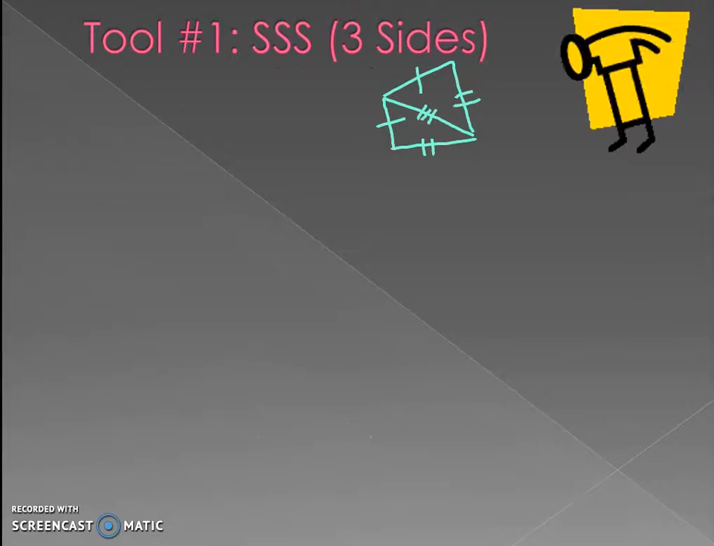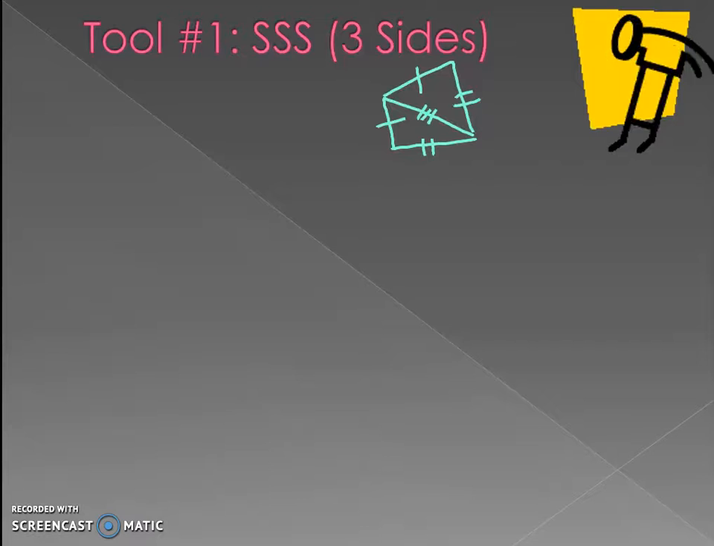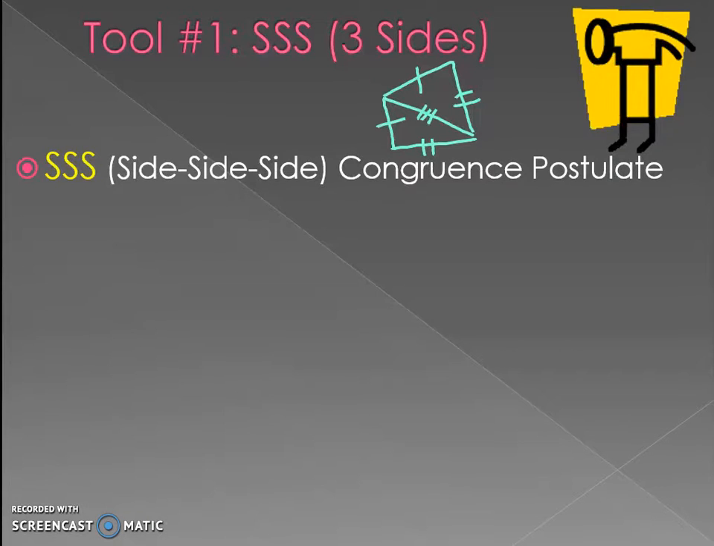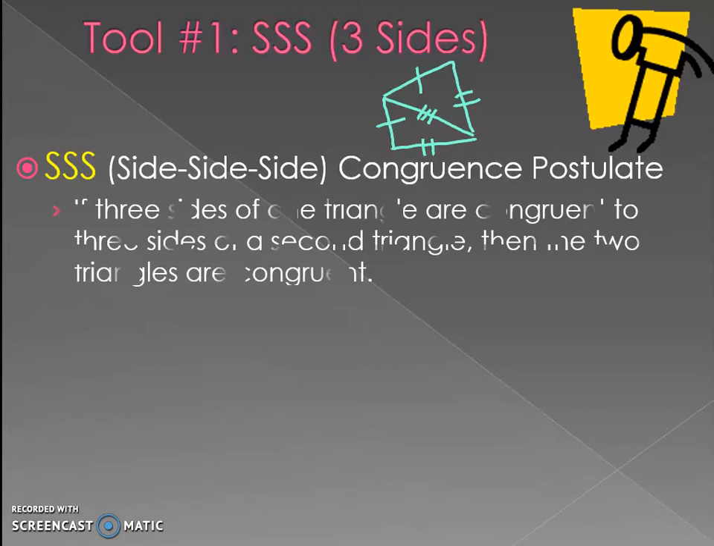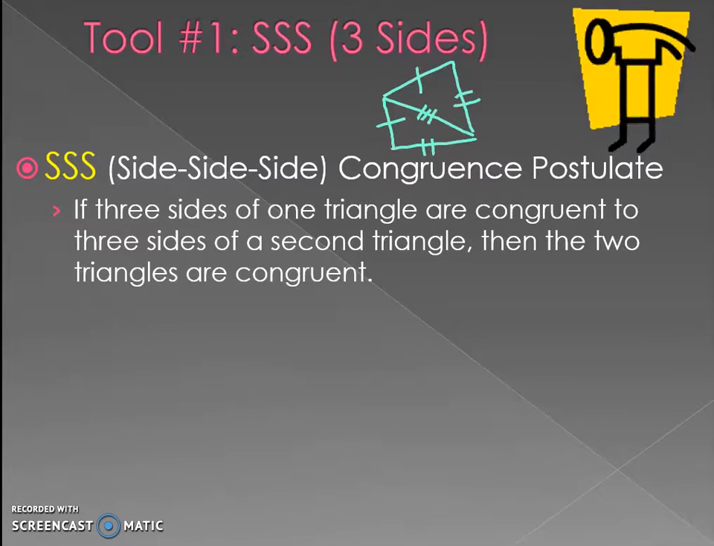So tool number 1, SSS. S means side. SSS means 3 sides. So this means side, side, side. This is a congruence postulate. Super important postulate that you have to know throughout the year for the test and the SOL. If 3 sides of one triangle are congruent to 3 sides of a second triangle, then the 2 triangles are congruent. That's SSS.